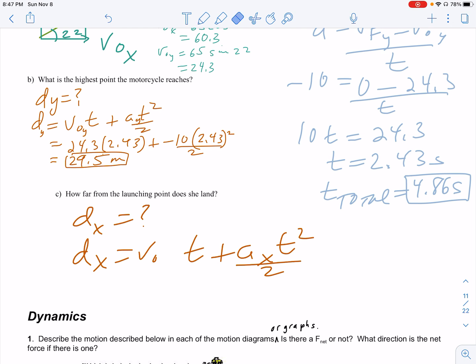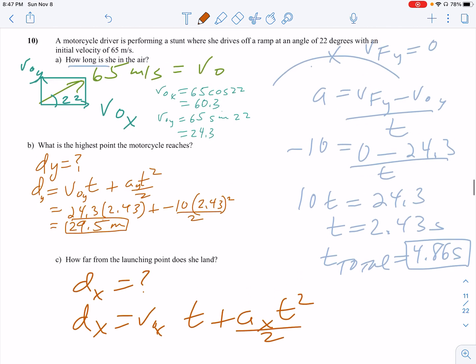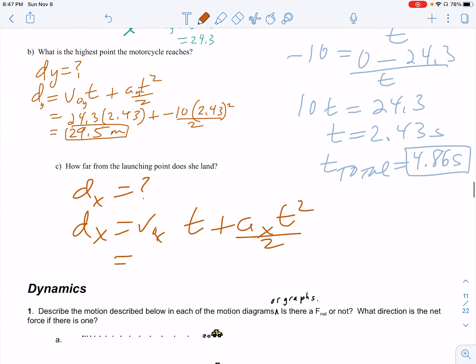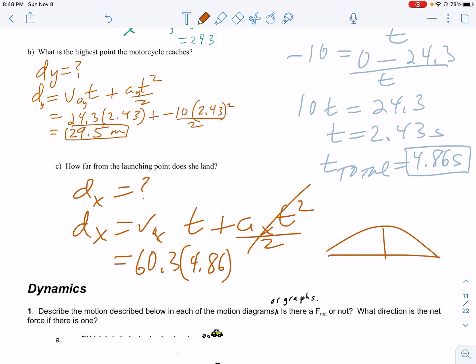Okay, so let's plug our numbers in. v0x is up here, 60.3 times time. Now this is the time for the total trip because it's going all the way down, not just halfway. So that'd be 4.86. Then all the rest cancels out because ax is 0.